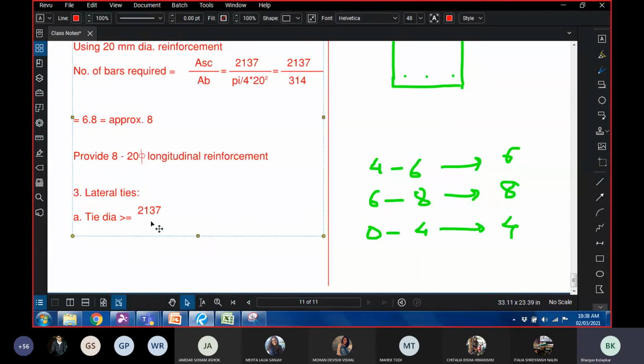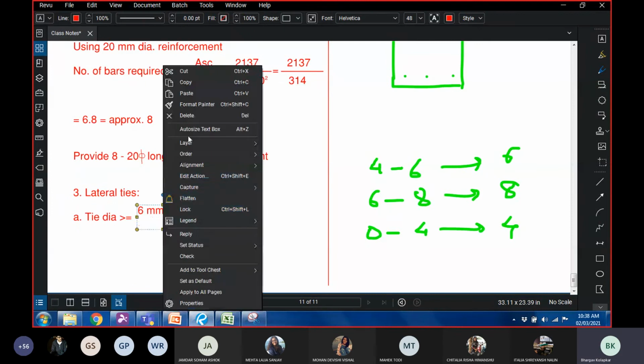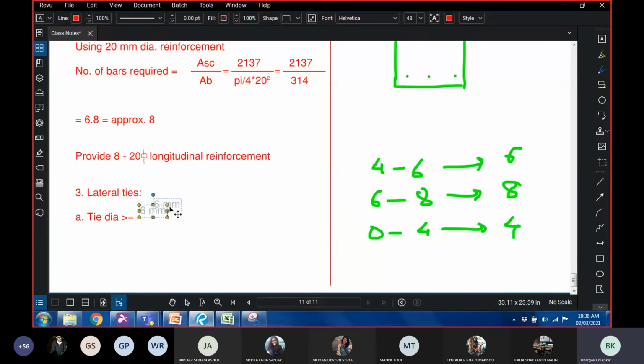This is greater than equal to. So it has to be greater than equal to 6 mm. That's the first criteria. The second criteria is the diameter of longitudinal bar divided by 4. So it has to be 20 by 4, which is equal to 5 mm. So from this criteria, what is the diameter that you will choose? 6 mm, because it has to be greater than equal to.